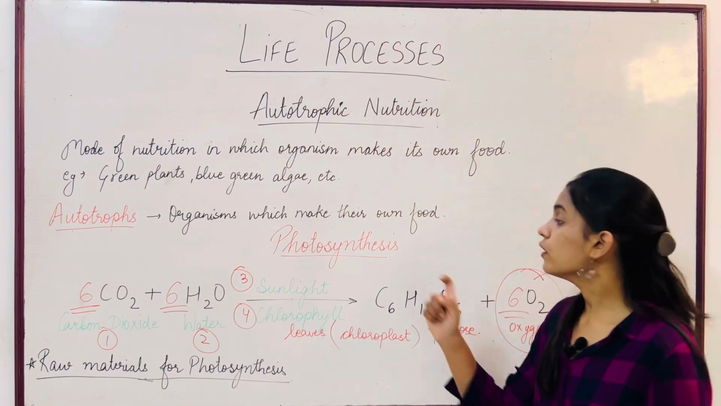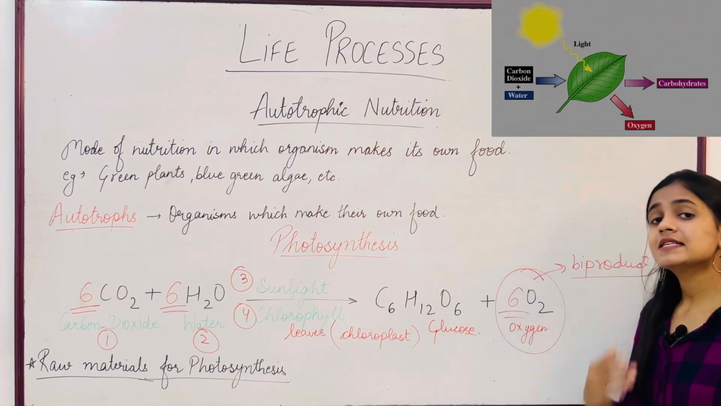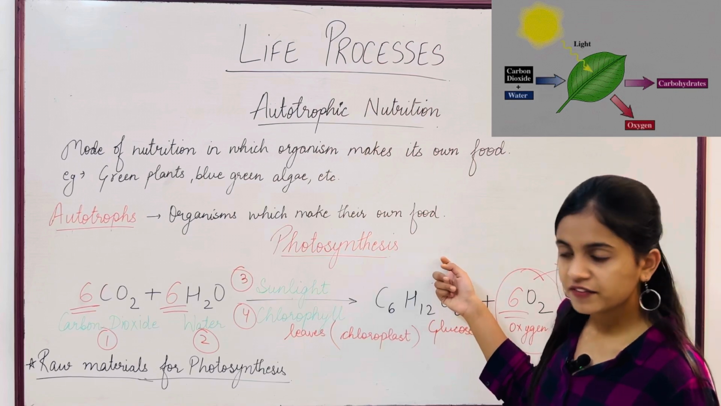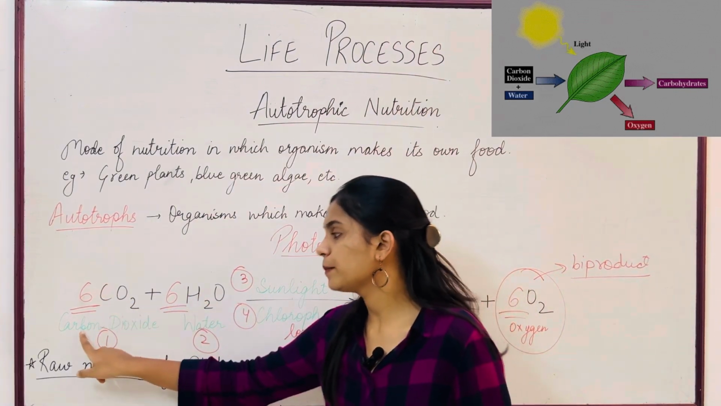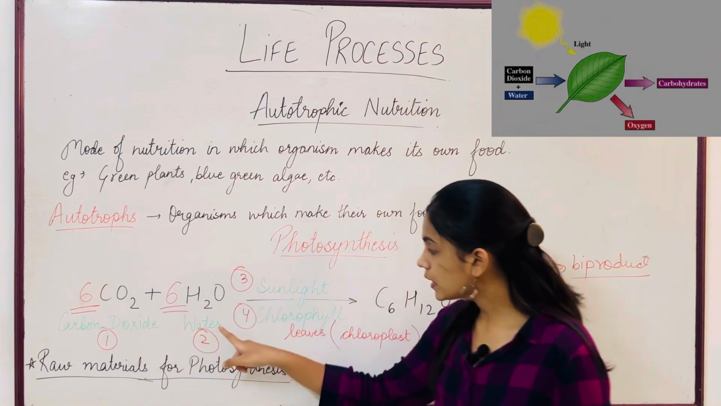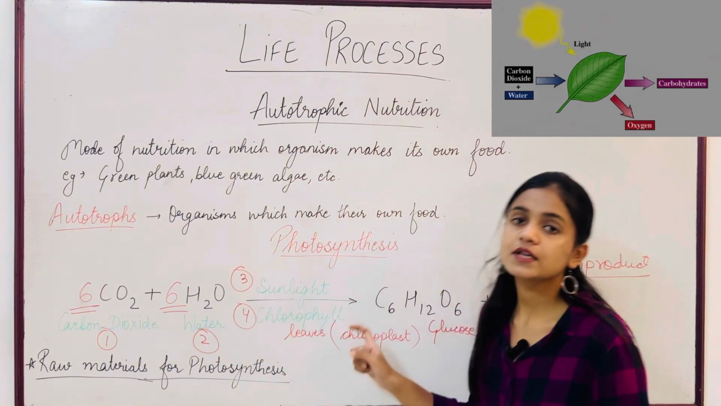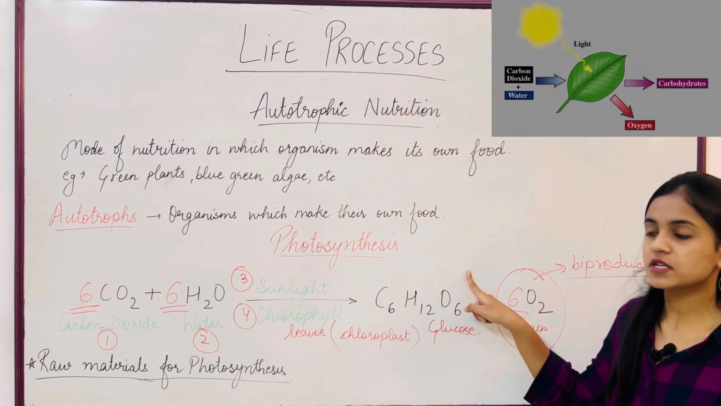Now we'll talk about photosynthesis. We have been talking about photosynthesis since 6th standard, so you must be knowing this. If we talk about the definition, then the process in which plants make their food with the help of carbon dioxide and water in the presence of sunlight and chlorophyll is known as photosynthesis.